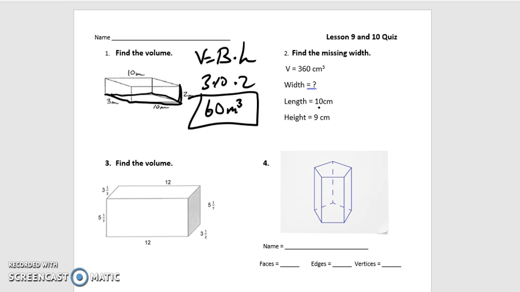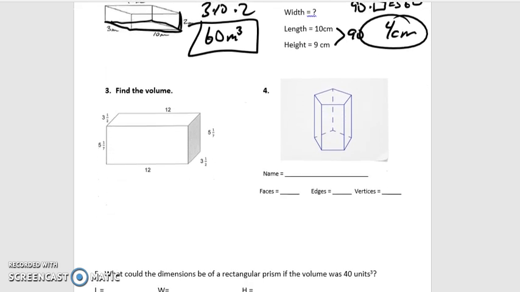All right. For this one, we're finding the missing measurement. If I multiply 10 times 9, I get 90. And I know when I multiply, I'm going to get 360. So the question here is what can you multiply 90 by to get an answer of 360? And yeah, it's 4. So 4 centimeters is our width there. So no problem if we're using mental math to go along with it. We just want to make sure we understand where it's coming from.